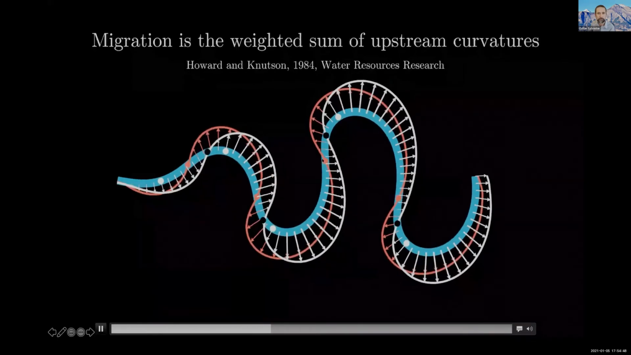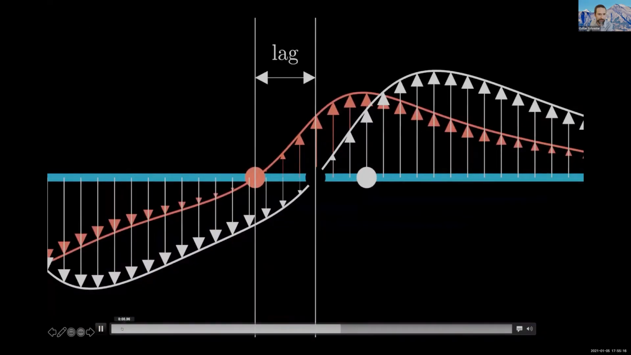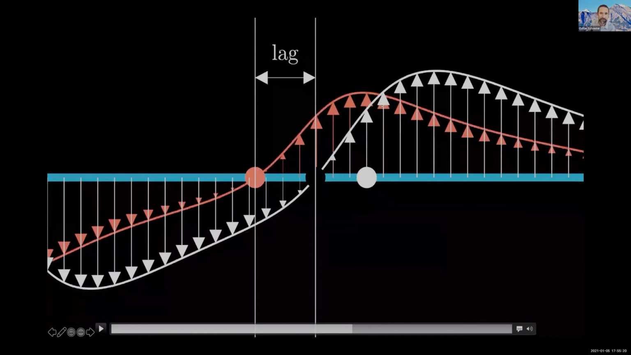So if we flatten these curves again, then we can see that the migration rate curve, which is the white one, is shifted downstream relative to the curvature curve, which is the red one. So if we zoom in, we see that between the two curves there is a lag. And this lag tends to be roughly the same along the channel. And also the other observation we can make is that the curvature vectors have the opposite orientation from the migration vectors within this short interval.